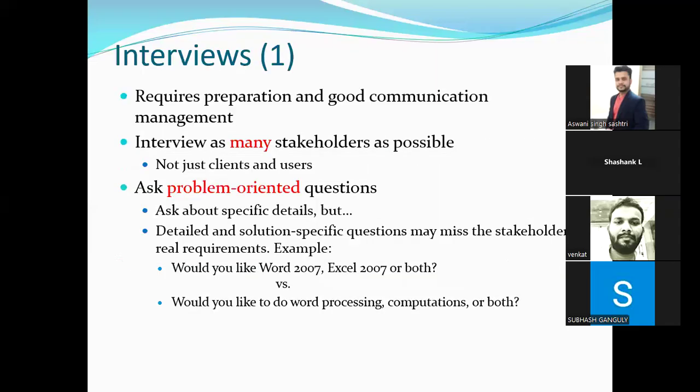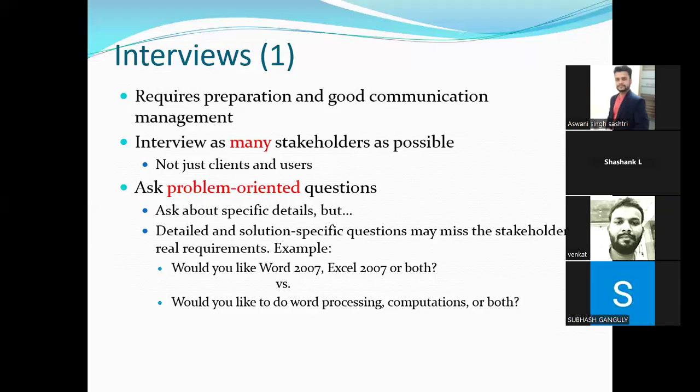Now, what is important when we are going to use the requirement elicitation technique called interview? First, it requires good preparation and good communication management. Whenever we are going to take requirements from the client, we should be very prepared. Prepared in the sense that we should have an understanding of the existing system, we should be ready with our interview questions, and we should be ready with the documentation approach. As well as, we should have very good communication management.